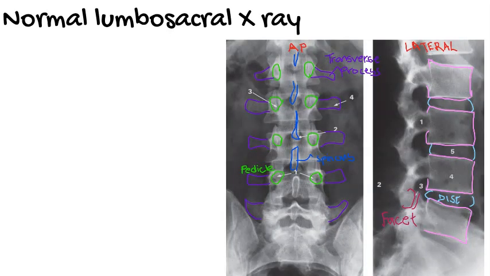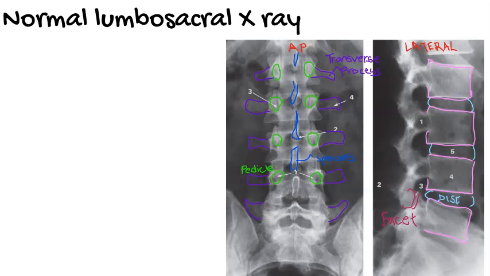Regarding a normal lumbosacral X-ray, this X-ray illustrates the normal X-ray. On the left hand side is the AP view, and on the right hand side is the lateral view. In the AP view, you can see demarcated, the green is the pedicle. Then the transverse process is the purple. Then in the middle is the spinous process.